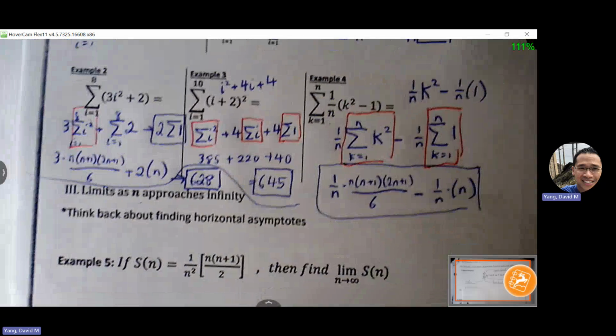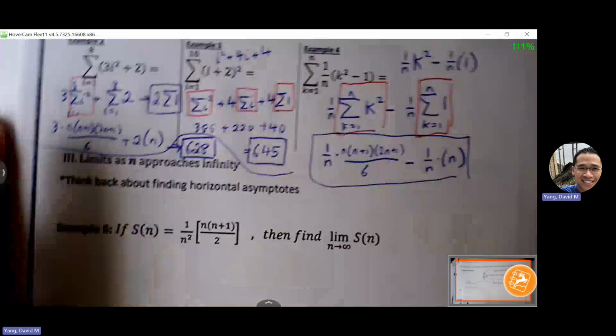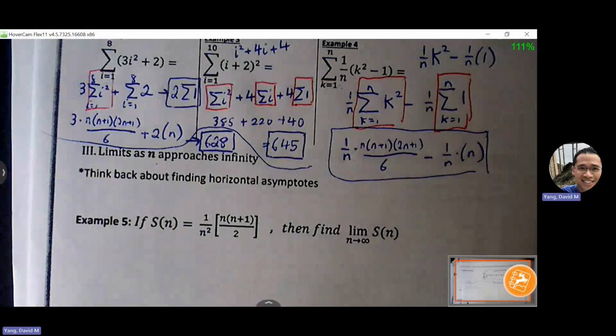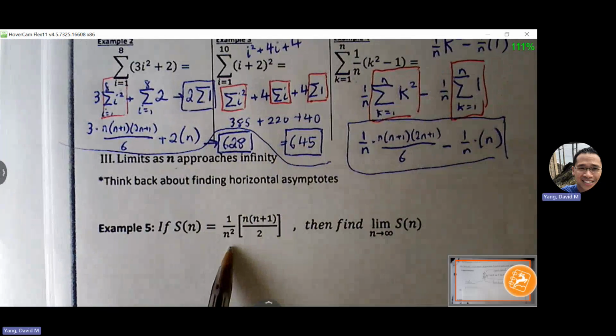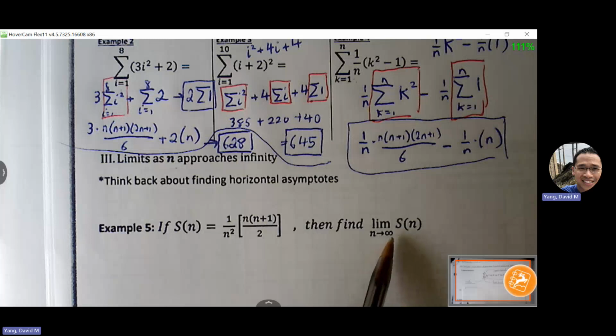Okay, I know I'm running out of time here. Let me do one example here, and then I'll pick this up tomorrow. If you're not going to be here tomorrow, I'll have the video up so you can watch it. Okay. Now, let's say my function looks like this. What would be the limit as n approaches infinity?